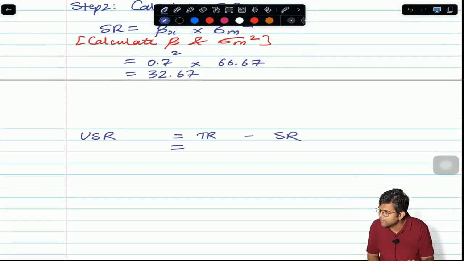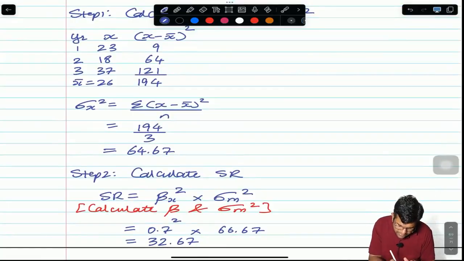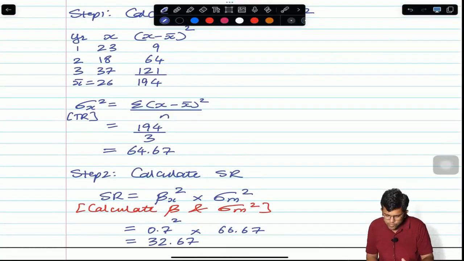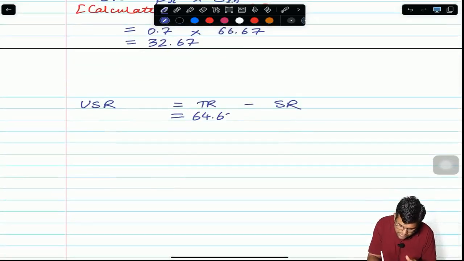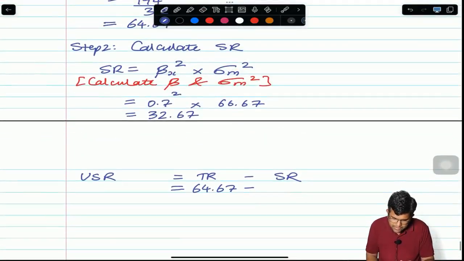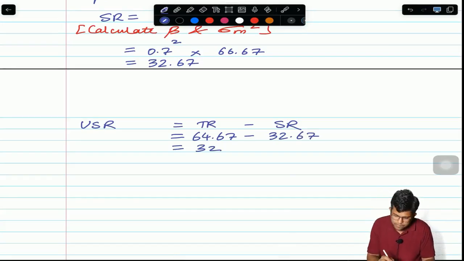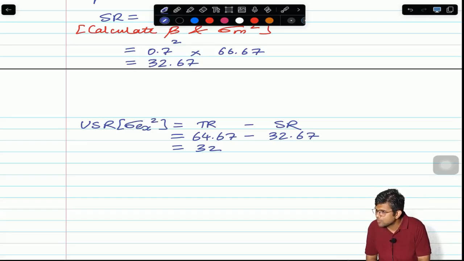TR minus SR, total risk minus systematic risk. Total risk here is how much? 64.67. This is your TR. So I'll write here 64.67 minus SR 32.67, and that comes to 32. Everybody clear? Students, you will find in ICAI this is referred to as sigma E square, the error coefficient variance.